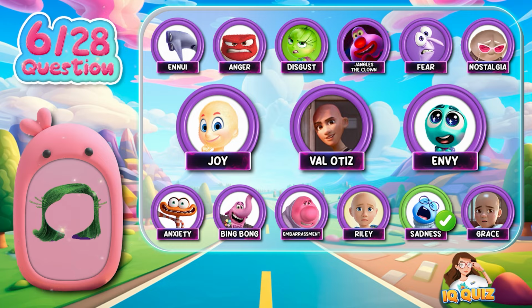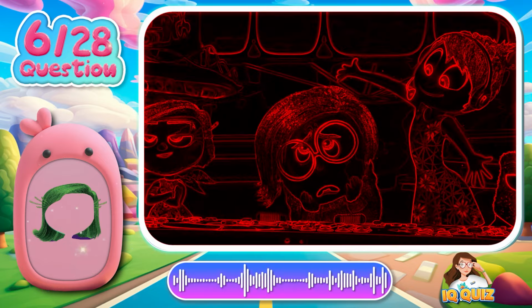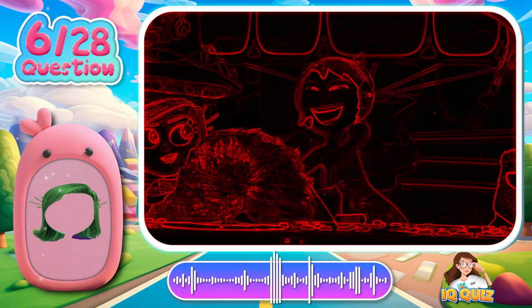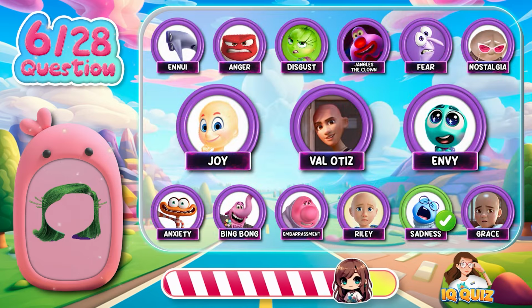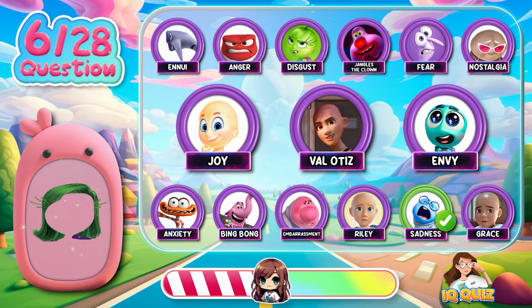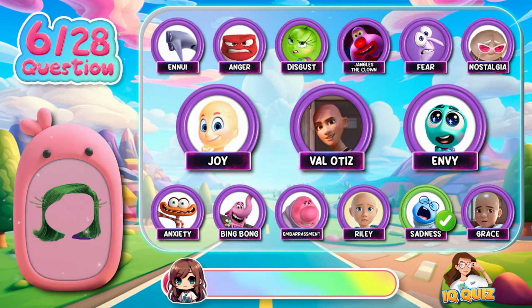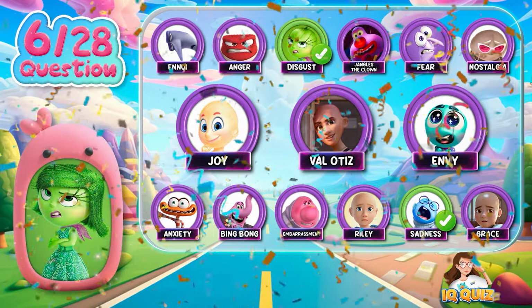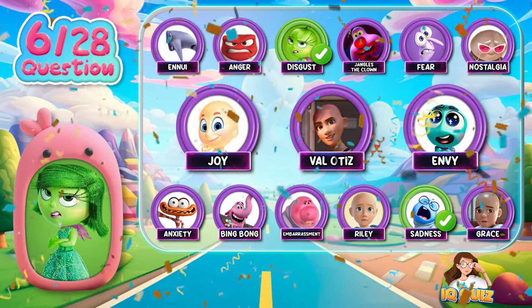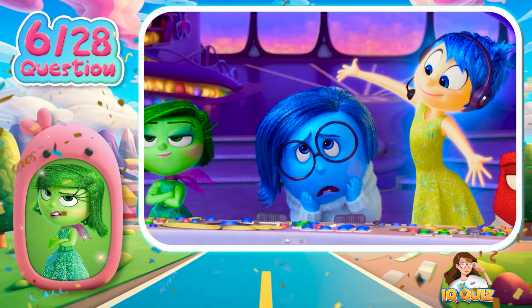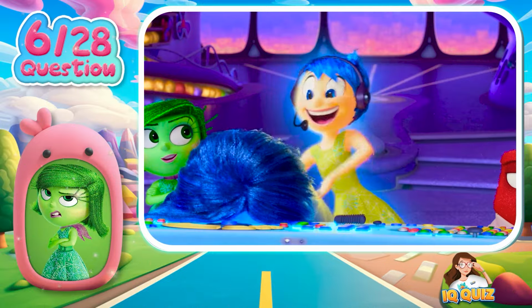Round 6. Whose hair is this? Disgust is the character we are looking for.